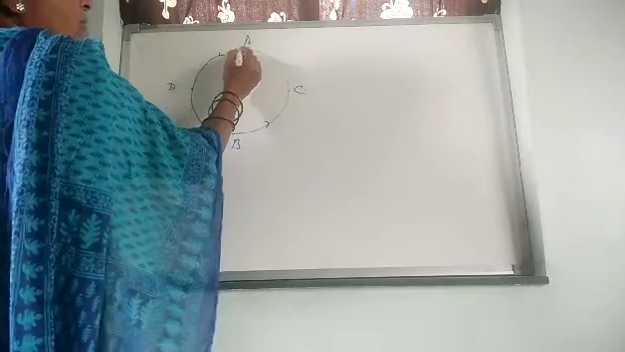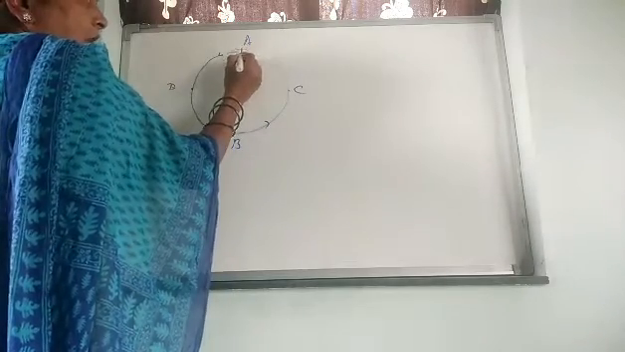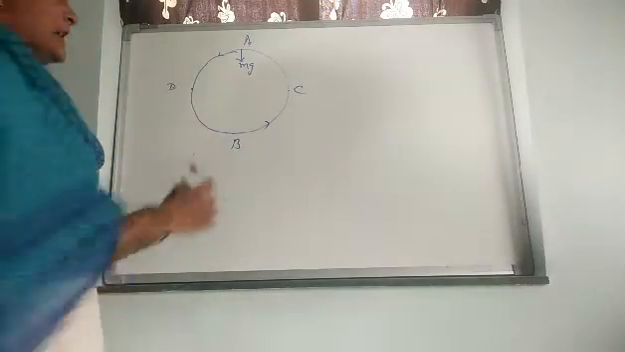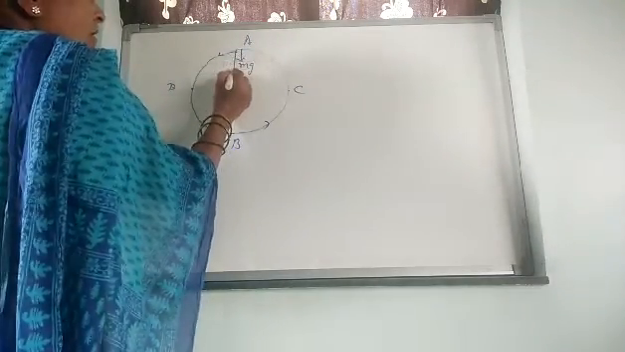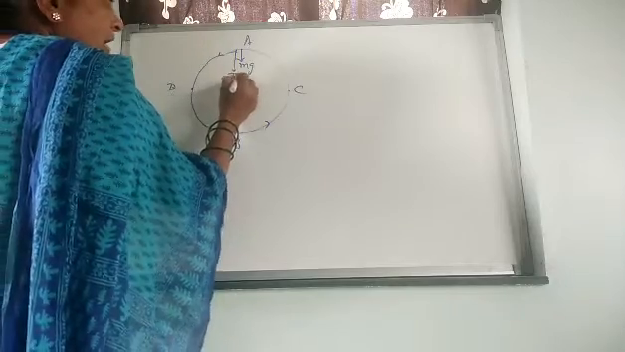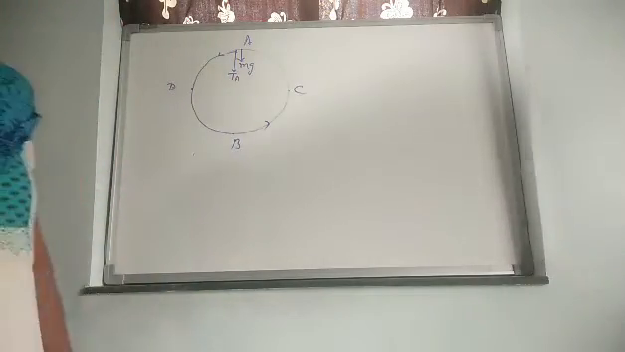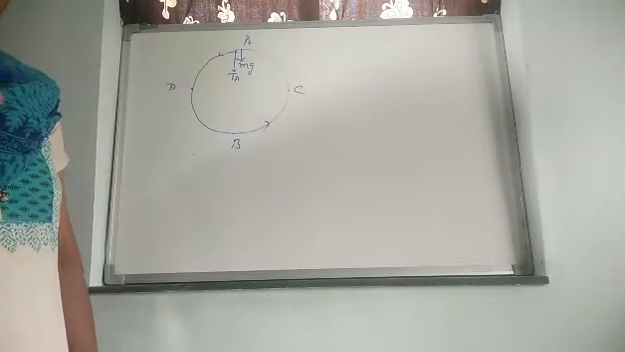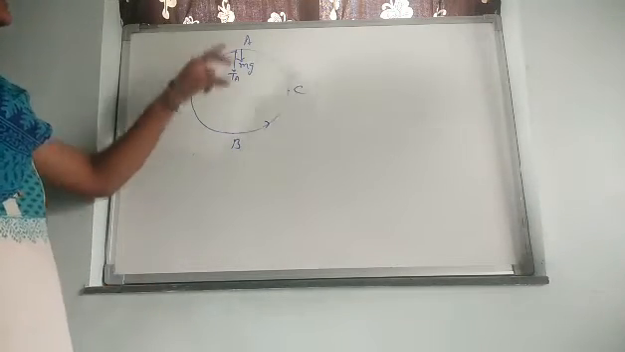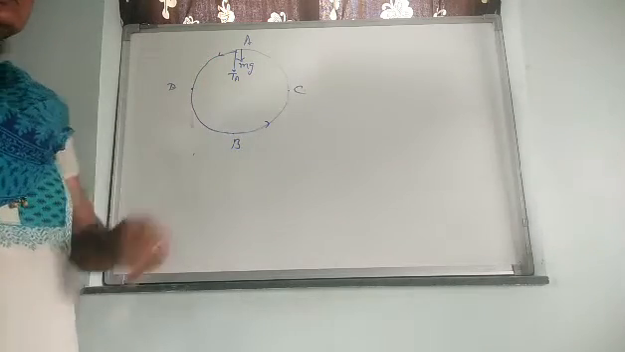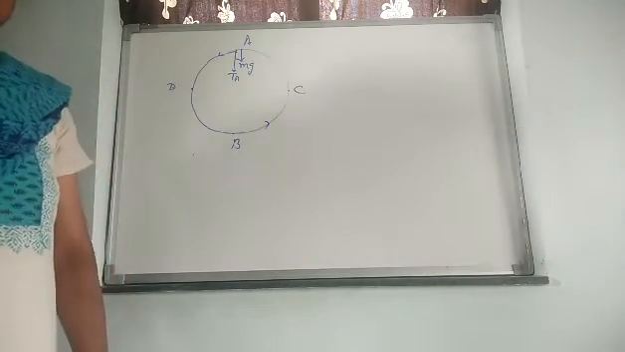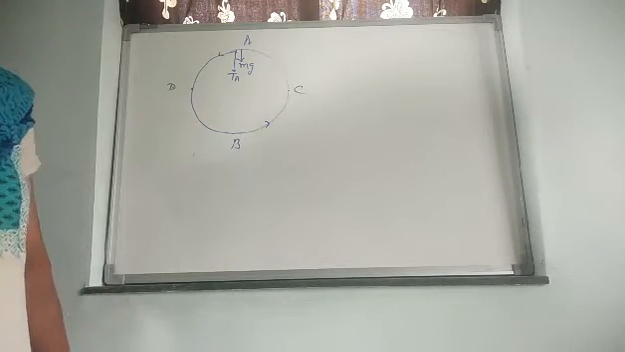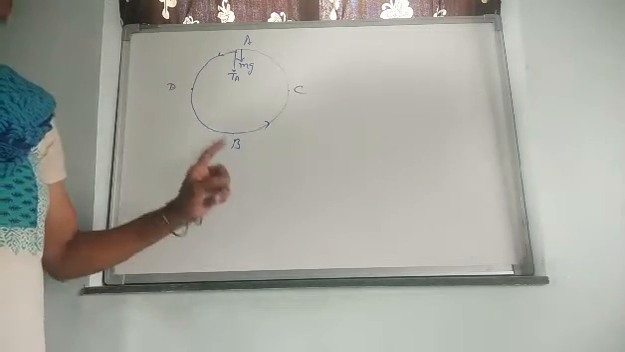Now here at point A, the forces acting are mg, that acts in the downward direction, and tension, that will be equal to TA. See here, at any position of the bob, there are two forces acting on the bob. First is its weight mg, that acts in the downward direction, and another force is tension along the string, that is directed towards the center.